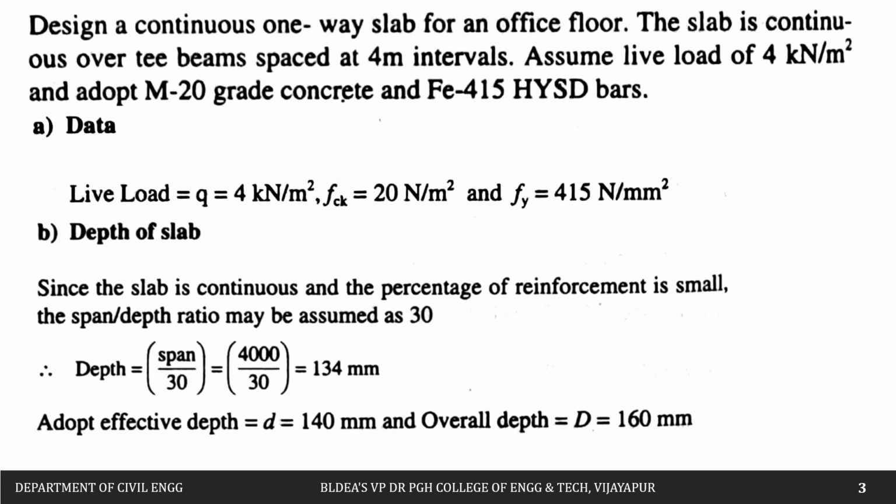Next, let us try to fix the depth of the slab. Since the slab is continuous and the percentage of reinforcement is small, the span to depth ratio, which is given as 26 in the code, can be taken as 30 also. So the L by D ratio we take as 30. Therefore depth will be equal to span divided by 30, that is 4 meters divided by 30. So approximately we get 134 mm. So let us adopt an effective depth of 140 mm and overall depth of 160 mm.